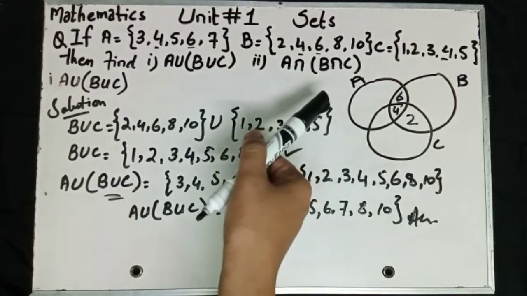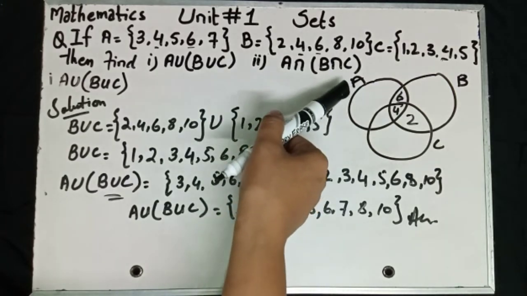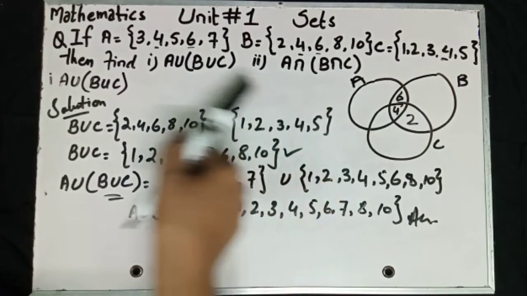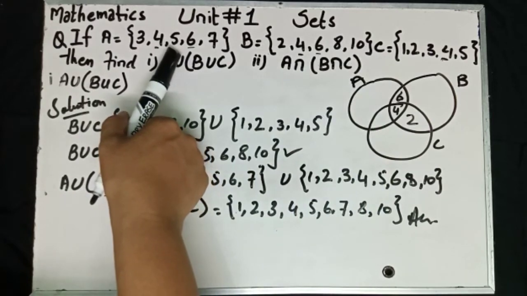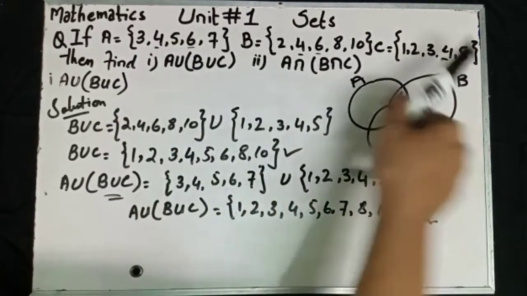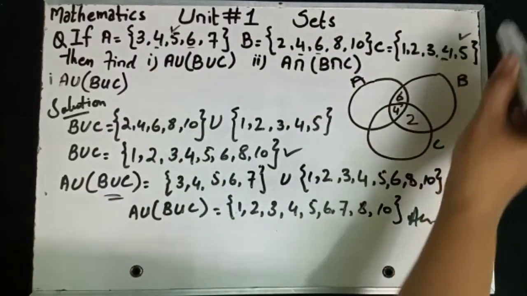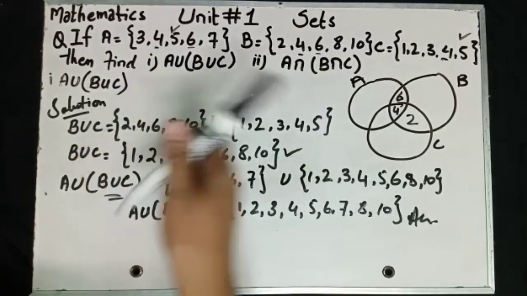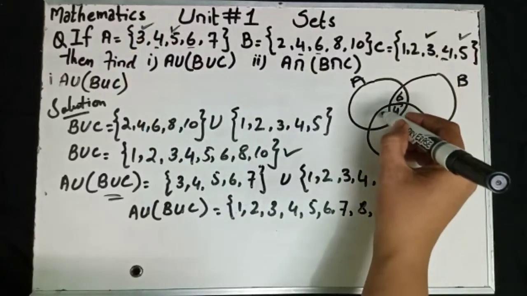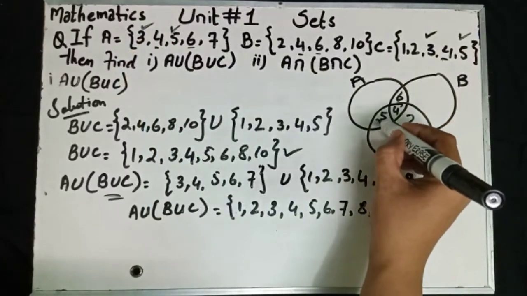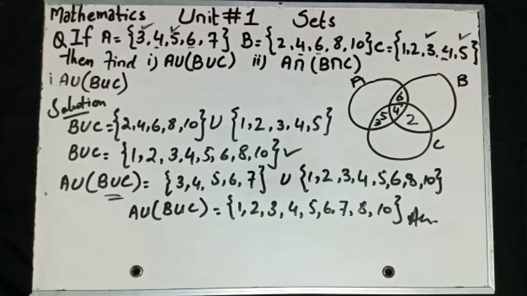Now check the common elements between A and C. 5 is common, and another one is 3 also. Clear? 5 and 3 are the common elements in sets A and C.